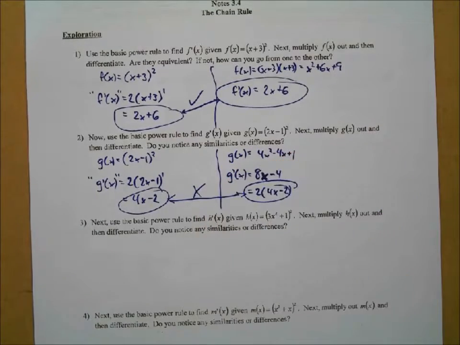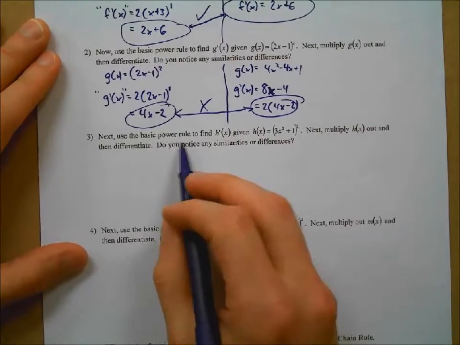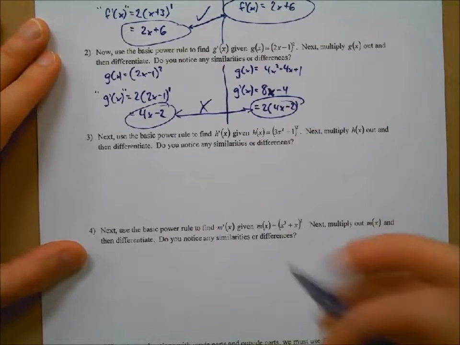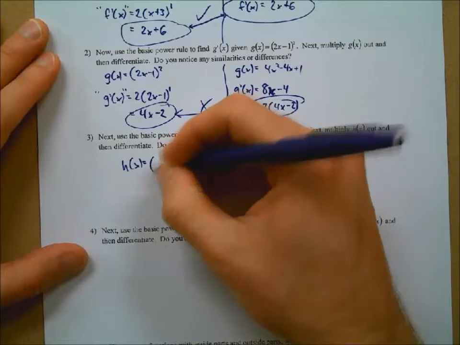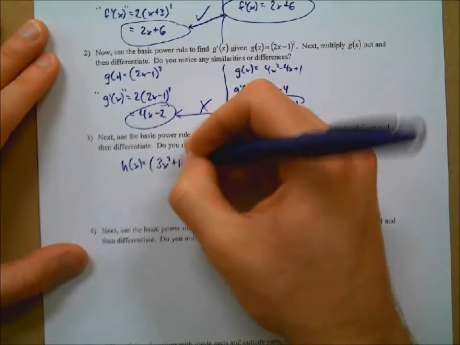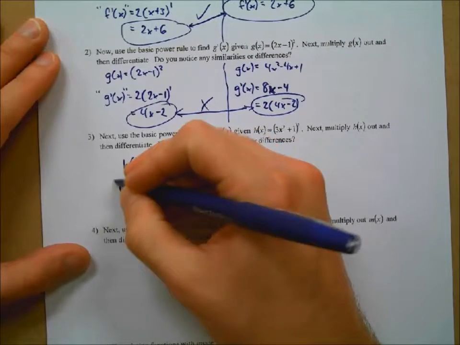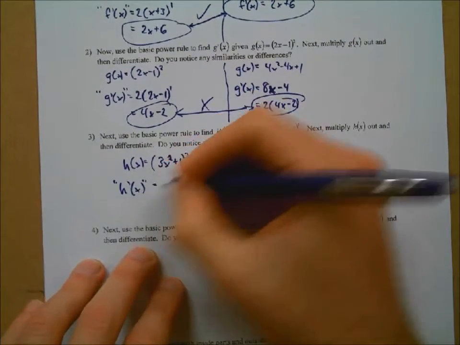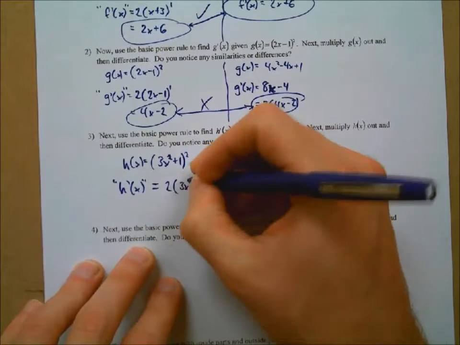All right. Let's go ahead and do the same thing here for number 3. All right, so number 3, again, same rule. We're going to use the basic power rule first, take the derivative of this, and then we'll actually multiply it out and take the derivative like we're supposed to here. So if we've got h of x, which is equal to the quantity 3x squared plus 1 squared, h prime of x, and again, I'm going to put that in quotes. This is what we kind of want it to work out to be. We end up with 2 times the quantity 3x squared plus 1 to the 1.